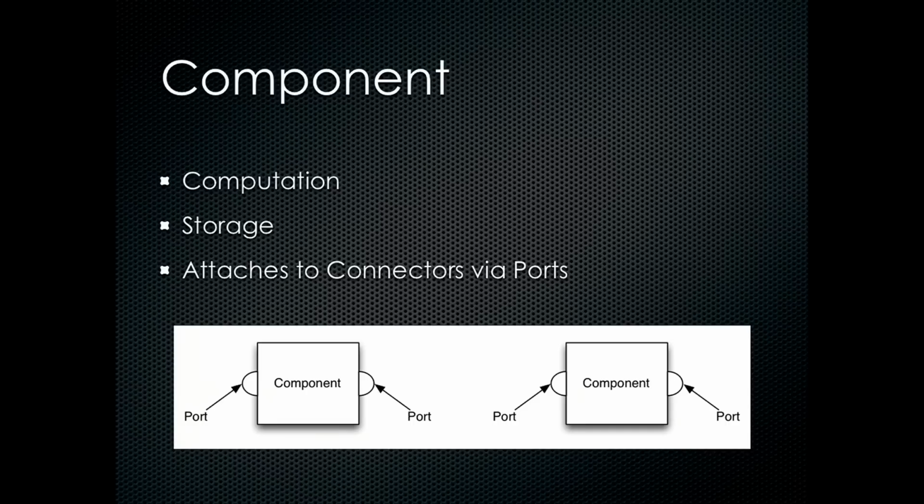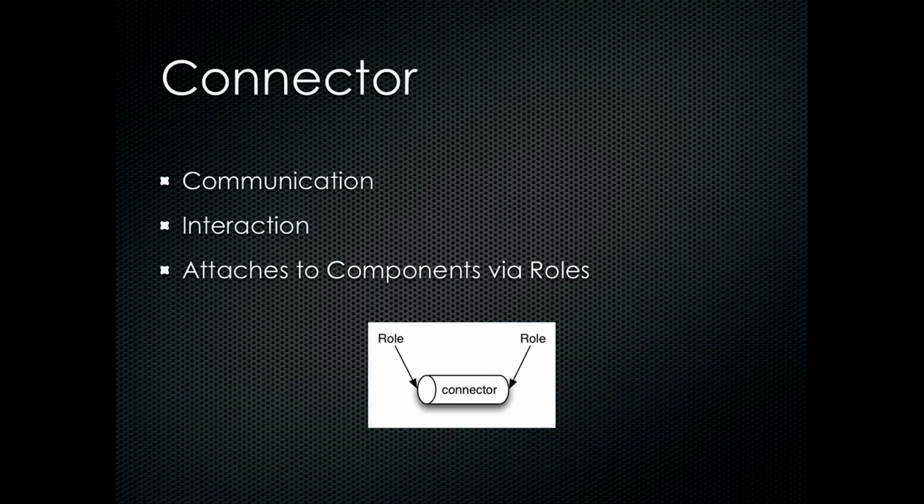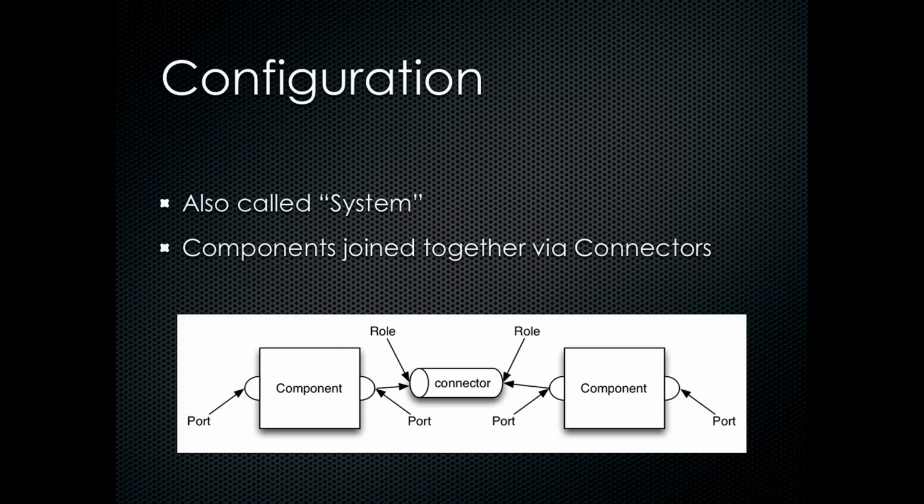So, component. Very simple, computation, storage. It attaches to connectors via ports. Not really a big deal, right? Inside you have components, and you have ports to hook it to the rest of the world. A connector actually looks very similar, except that we say they're not ports, they're roles. And there is actually some research that says you can't really tell the difference if you look really close, but in practice, they're really quite different, because some are used for communication and some are used for computation. And then when you put the two together, you have a configuration. And again, you can also call that a system.